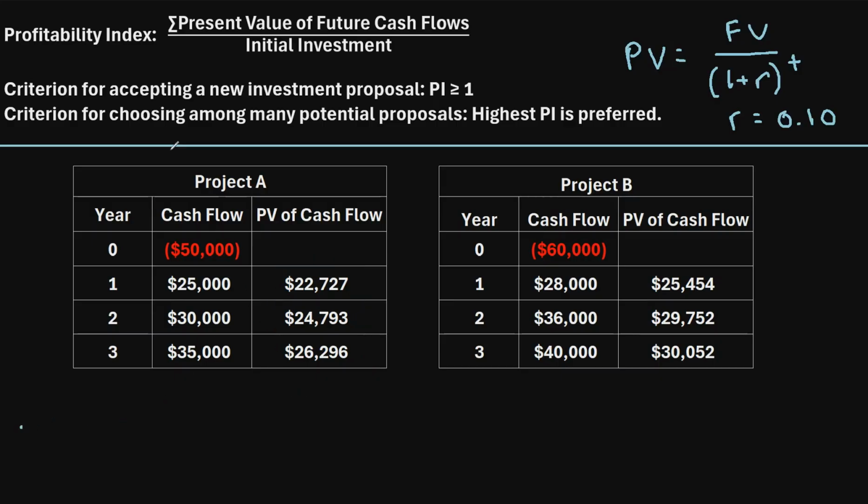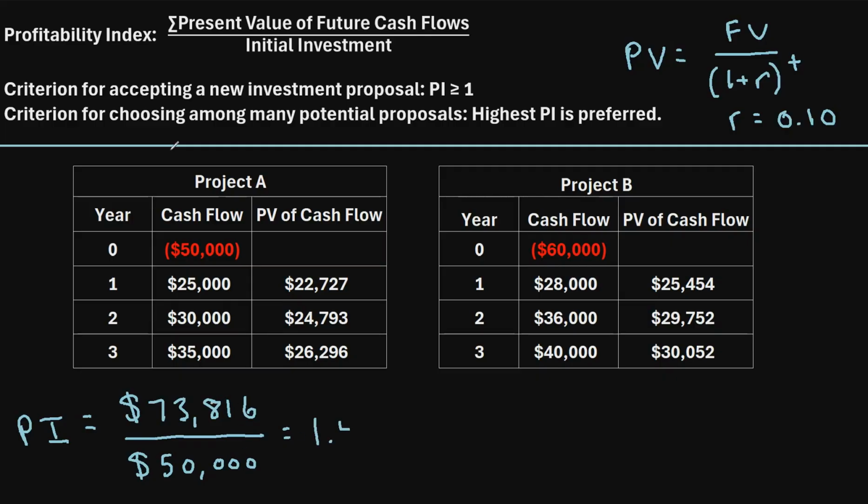So for Project A, the profitability index is equal to, if you take the sum of these values, that turns out to be $73,816. And then we're going to divide that by, remember our formula says, the initial investment. Our initial investment for Project A was $50,000. So when you do 73,816 divided by 50,000, you end up with about 1.476. So this is the profitability index for Project A.